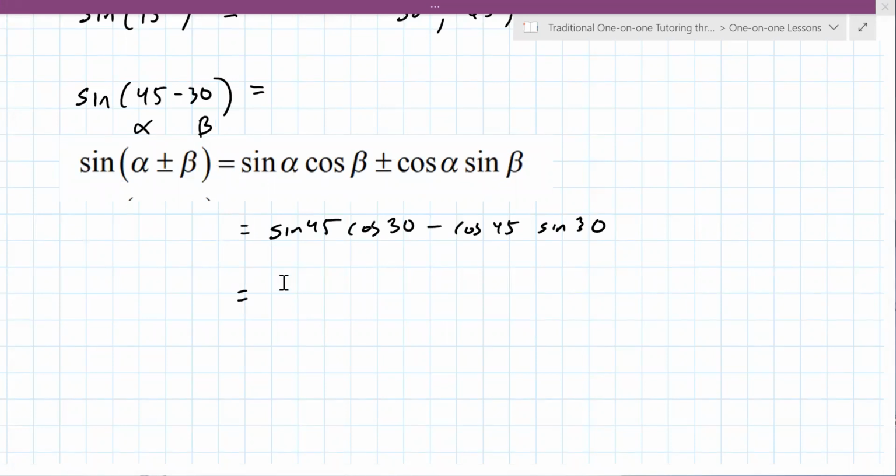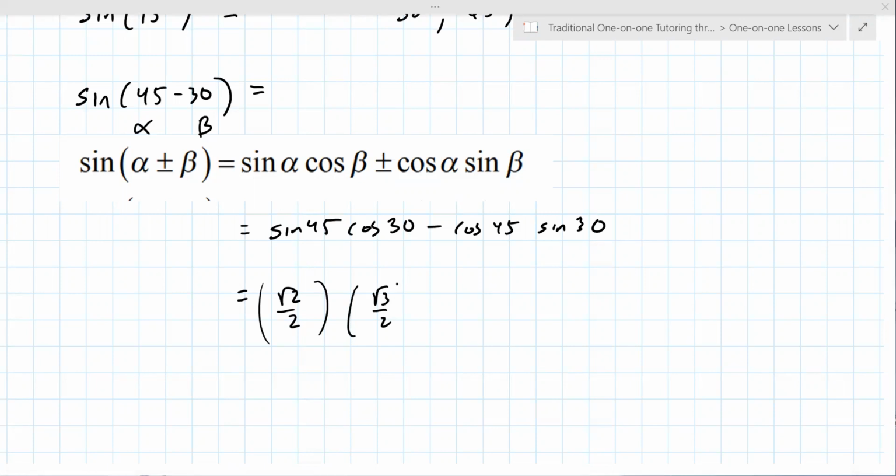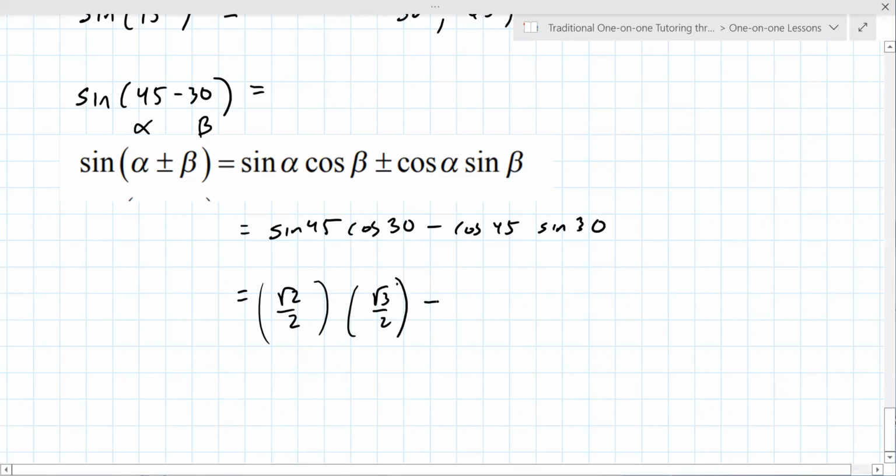Sine 45 is √2/2. Cosine 30 is √3/2. Let me just pull mine up here. Yep, that's good. And then cosine 45 is √2/2. Okay, sine 30 is 1/2. Very good. So this looks a lot like the last one.